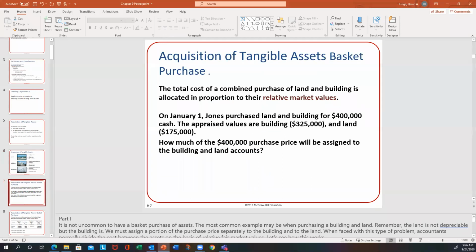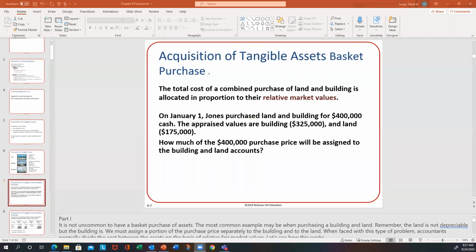Sometimes you might have a situation where you purchase some tangible assets in what they call a basket purchase. Like you might buy the land and the building in one purchase. So in this example, they say, what if you purchased land and a building and the cost was $400,000, but the appraised values for the building were $325,000 and the land was $175,000. So we've got to figure out of that 400, how much of it are we going to allocate to land and how much to building? Because remember, with the land, we don't depreciate land, but the building we do. So we have to actually separate that cost and divide it between these two.